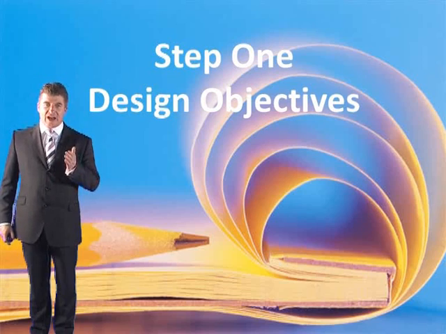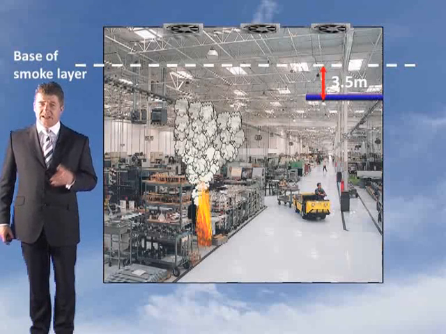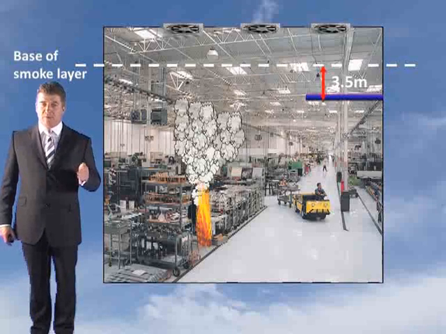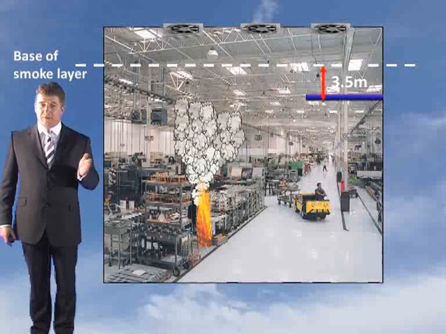Let's go through the exercise then using the 11-step method. Step 1 is your design objective. Now this is specified as life safety, and it's specifically to maintain a clear layer height above the mezzanine. And in this case it's been decided to maintain a 3.5 metre clear layer height above the mezzanine.